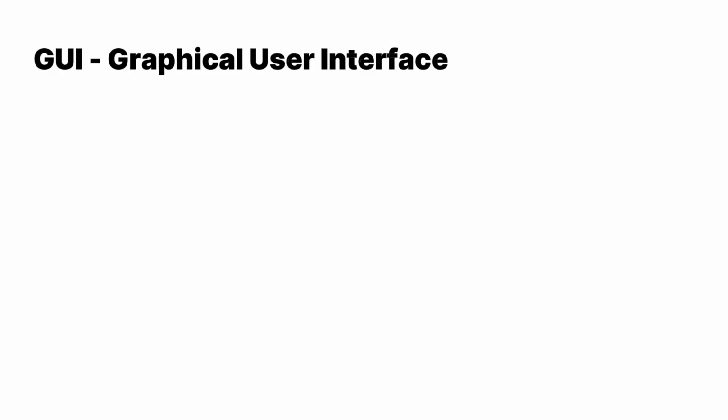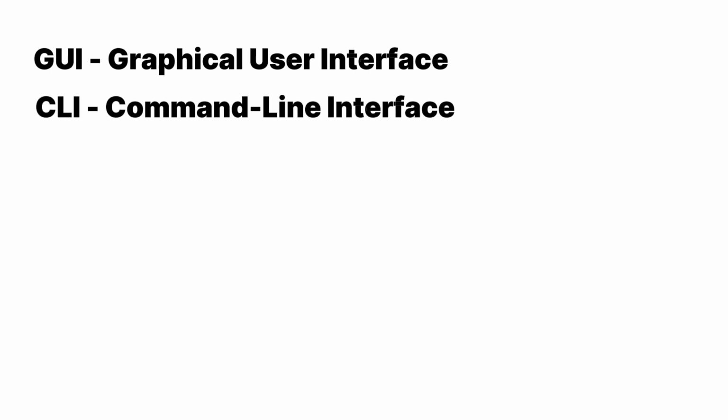GUI. GUI stands for Graphical User Interface. It makes computers easier to use by providing visual elements such as icons and menus. CLI. CLI stands for Command Line Interface. It allows users to interact with the computer by entering text commands.